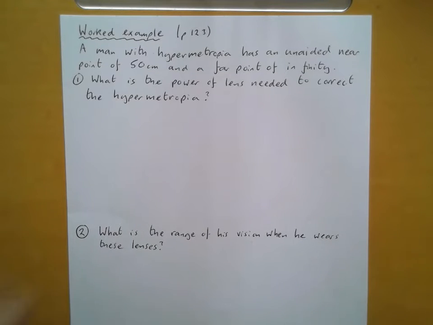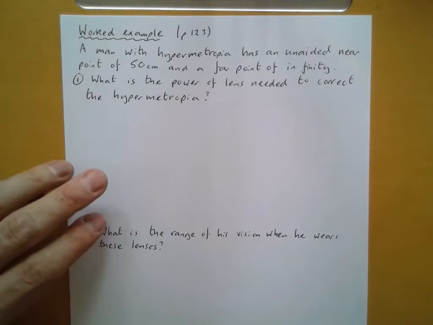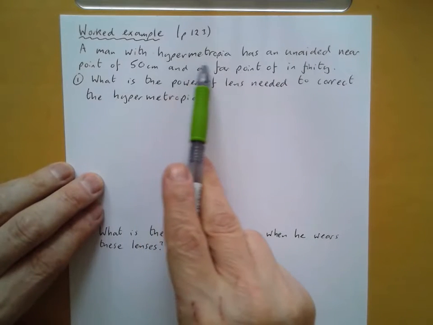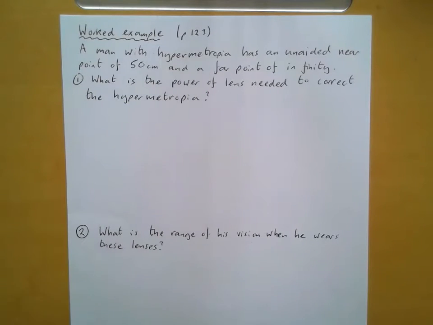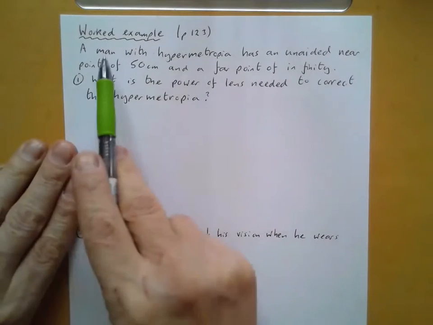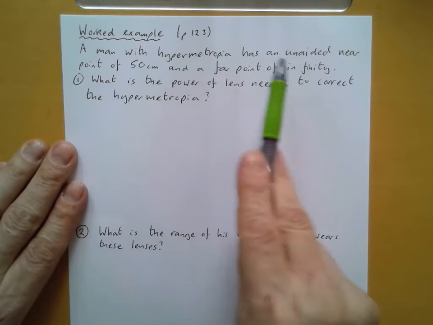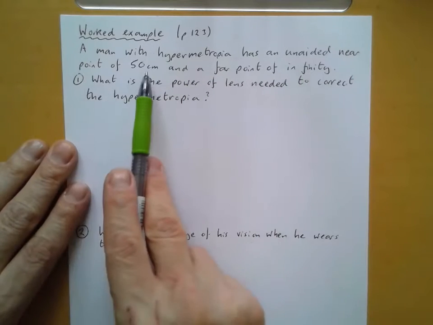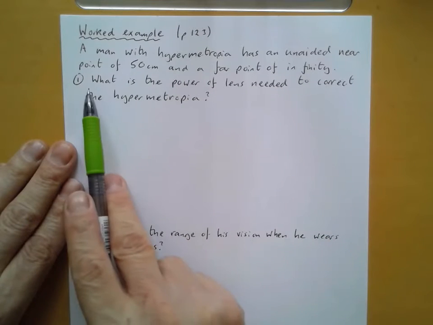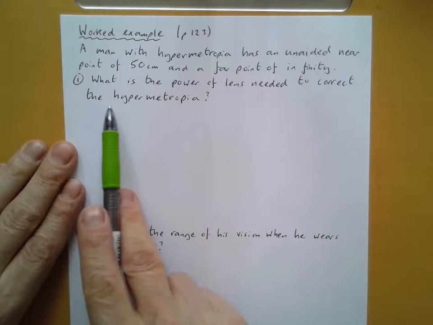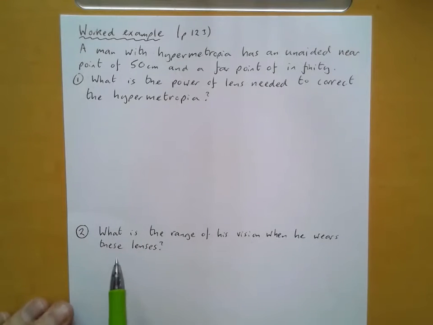Okay, here is the worked example for hypermetropia. So this is also the textbook example from page 123. It says, a man with hypermetropia has an unaided near point of 50 centimeters and a far point of infinity. What is the power of lens needed to correct the hypermetropia, and what is his range of vision when he wears those lenses? So, hold on to your hats.